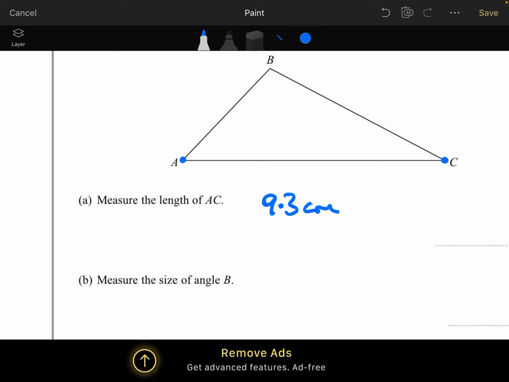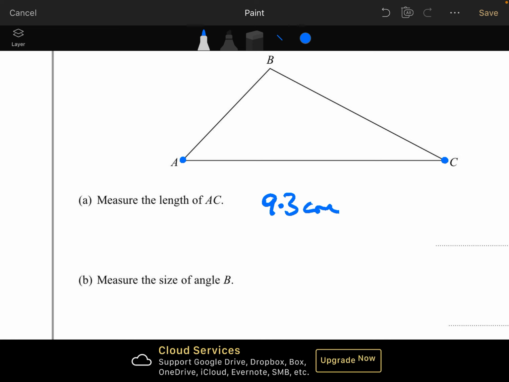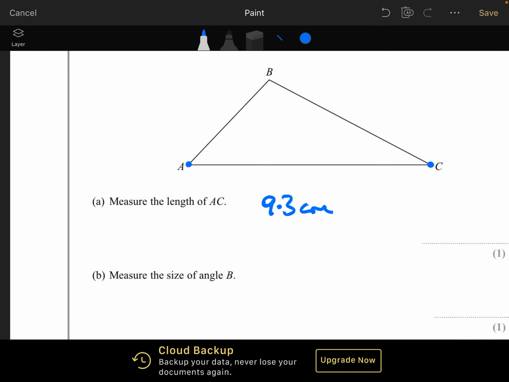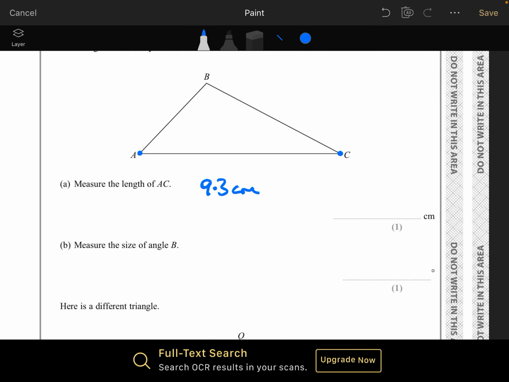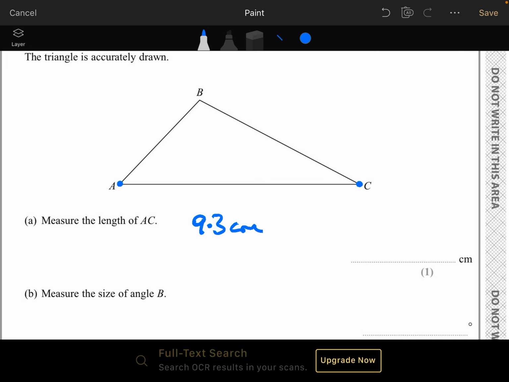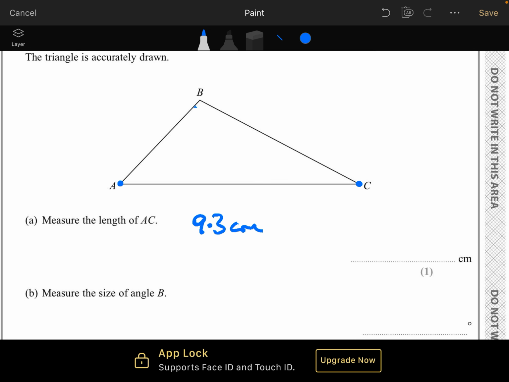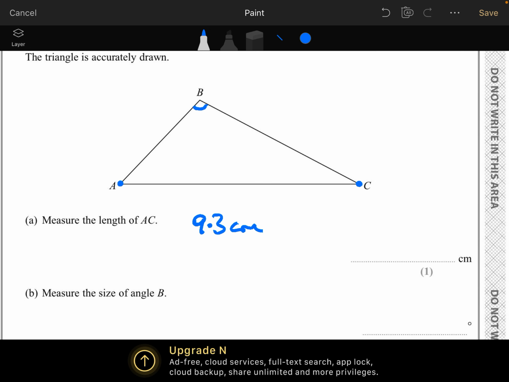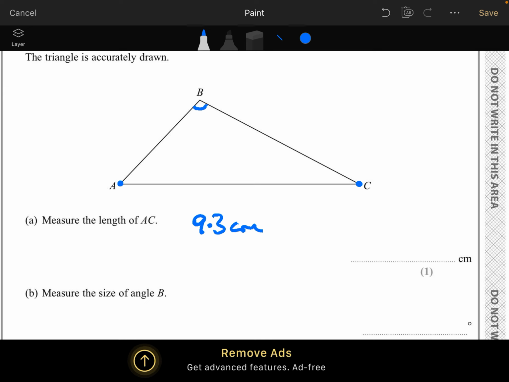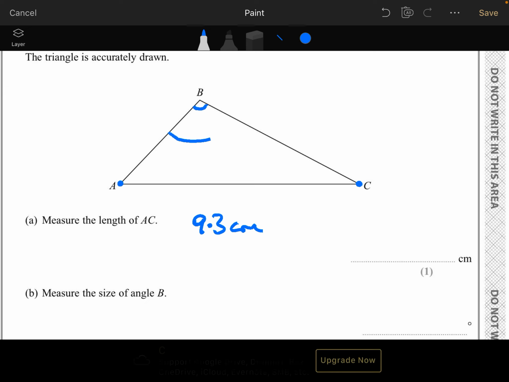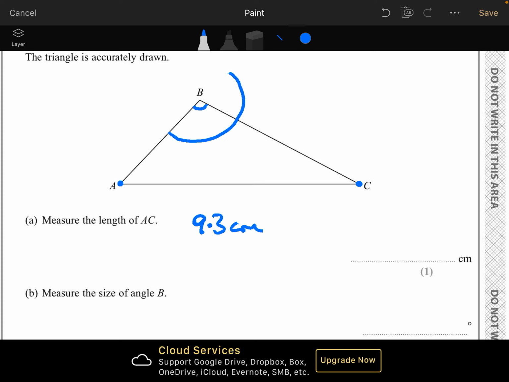There's a range of values that I'll accept, so if you're 9.1 to 9.5, they would have accepted that. Next it says measure the size of angle B. That's this angle here. Now I need to put my protractor on here. I'm going to draw a little sketch of a protractor. A protractor would go something like that. It's that little half circle thing.